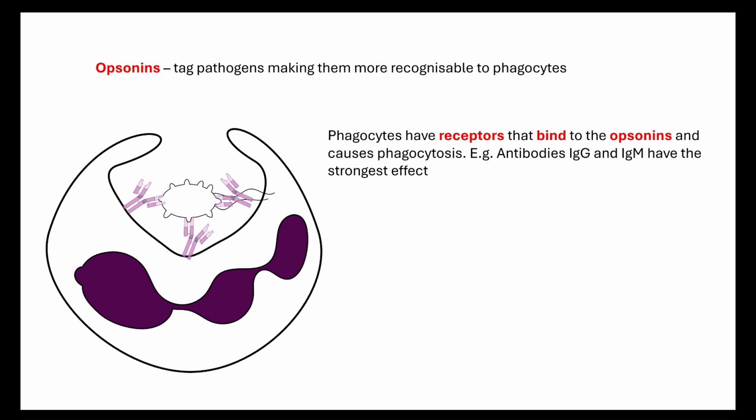So antibodies are a specific type of opsonin. So if you look at IgG and IgM, these have the strongest effect on the phagocytes because these are specific types of opsonins that will cause phagocytosis to occur. So do check out my video on antibodies, but these are specific types of antibodies which act as opsonins, a way of tagging the pathogen to make them more recognizable by the phagocytes.